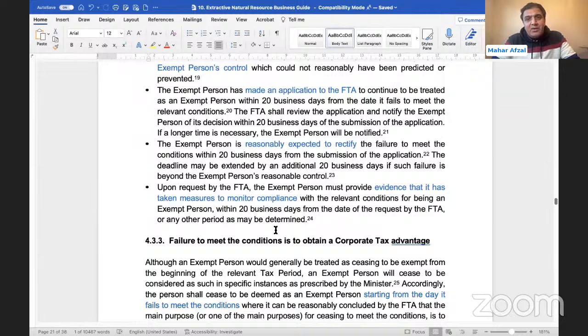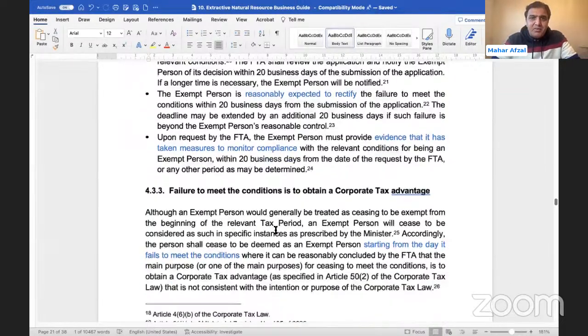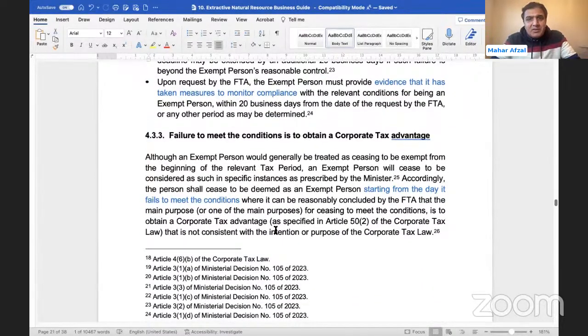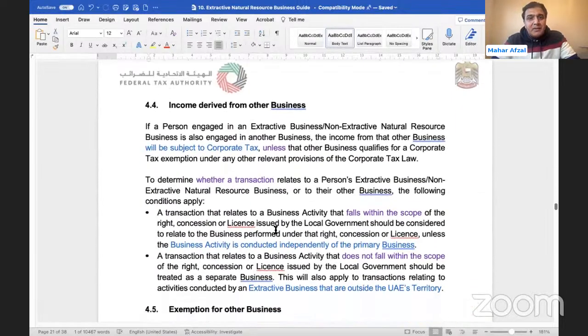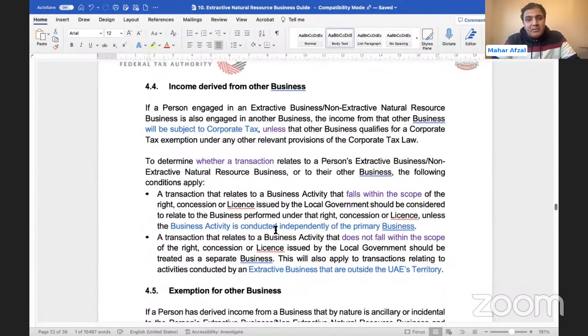Then they will say, okay, you need to keep it as an exempt person. But if they are not an exempt person, and the FTA believes they are doing this just to avoid the double tax, just to avoid the taxation, then the exemption will not be granted to them. Income derived from the other businesses.